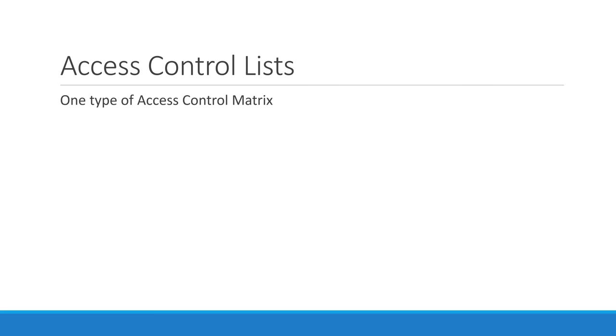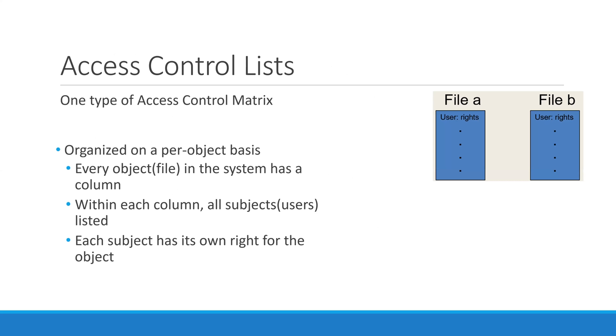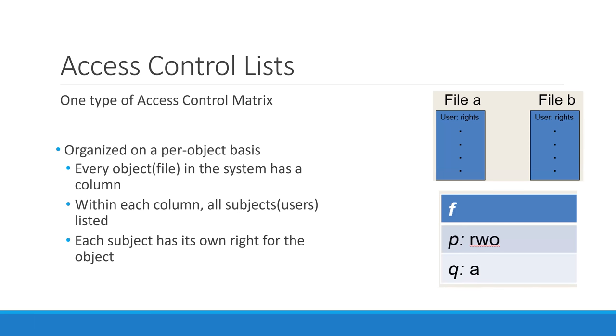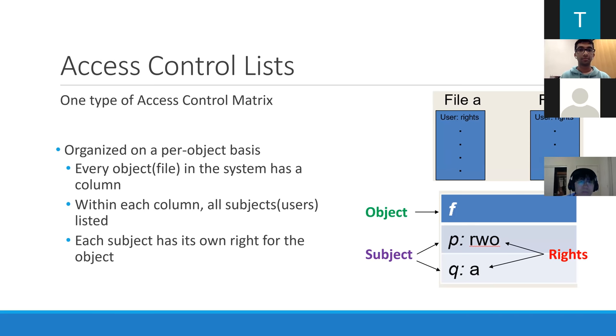Okay, so there are two types of access control matrices. The first one we're going to go over is access control lists. So access control lists are organized on a per object basis, and that means basically that every file or object in the system is going to have its own column in the access control matrix. And within each of these columns, all the subjects and users will be listed, with the rights that they have in that system. So you can see that illustrated on these images I took from the lecture slides over here. So you have the file at the top, and then the subjects listed down the columns and their rights.